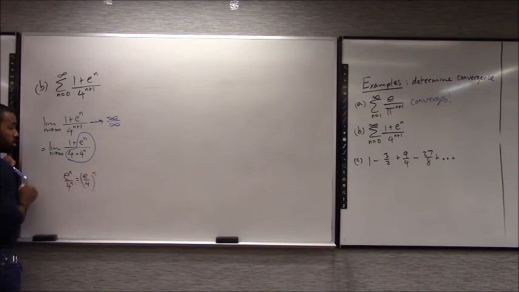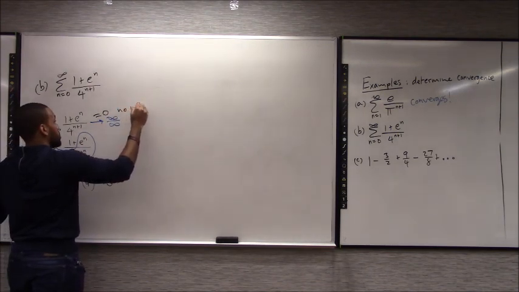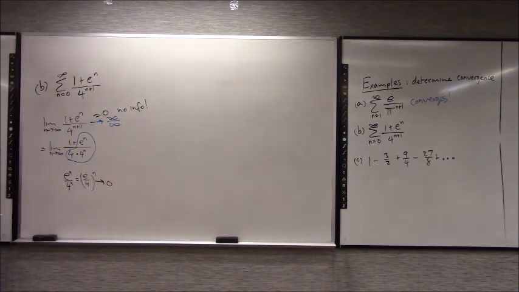Now e is 2.7, and 4 is larger than 2.7, so this actually approaches 0. So this limit is 0, which means no info. You might have thought of applying the test for divergence here, but it doesn't give you any information. So that limit is actually 0.